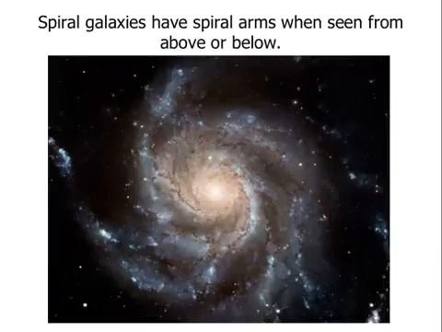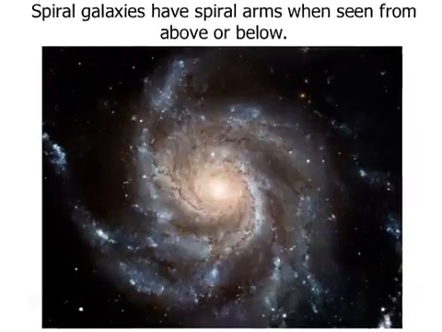Spiral galaxies, well, they're the spiral nebulae. They look like spirals. And when you see them from above or below, you do see the spiral arms. Our Milky Way, we don't see the spiral arms because we're looking at it from the edge.